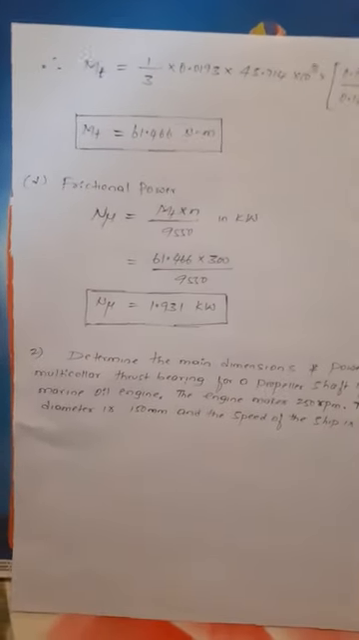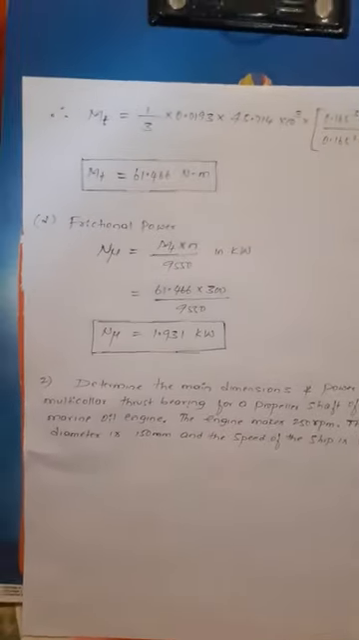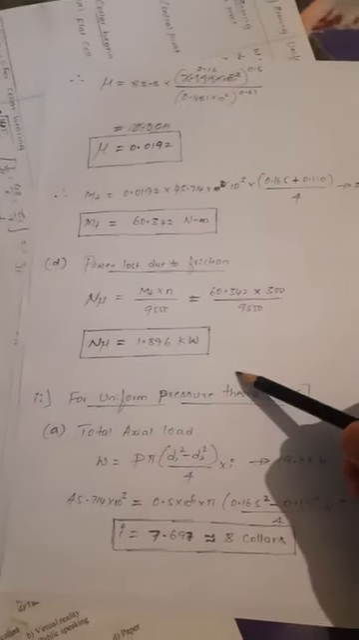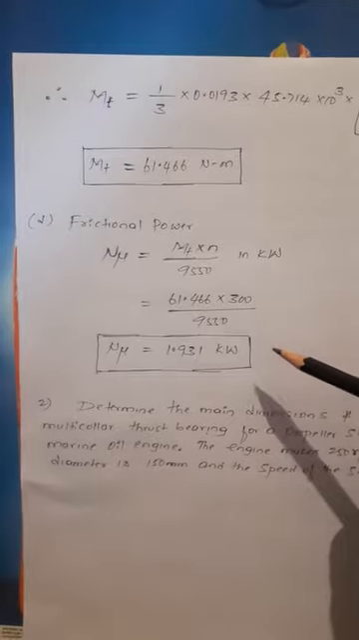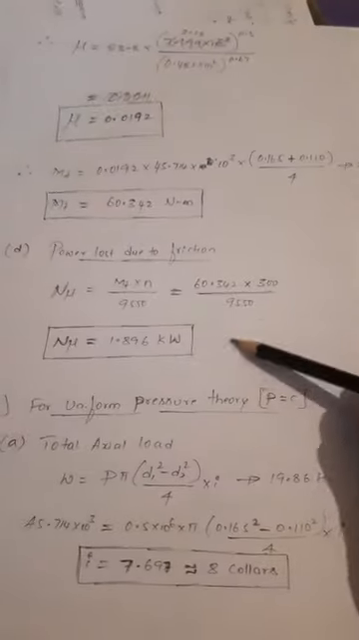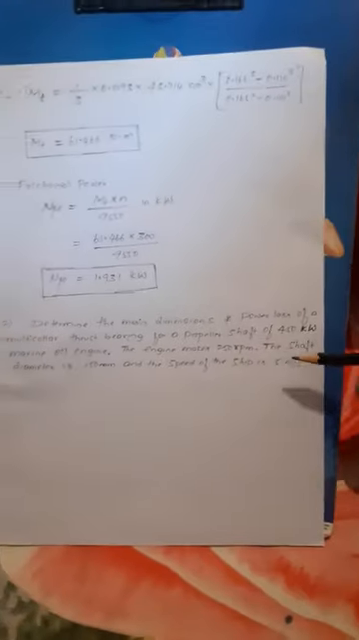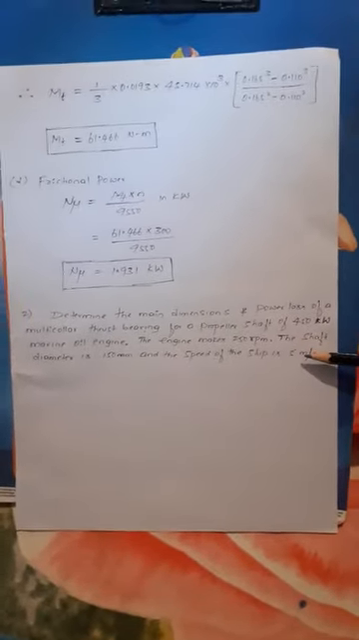Now, this is the frictional power due to uniform pressure theory. This is the frictional power due to uniform wear theory. From this, there is more power loss in uniform pressure theory and less power loss due to friction in uniform wear theory. And try to solve another problem that you can give here.